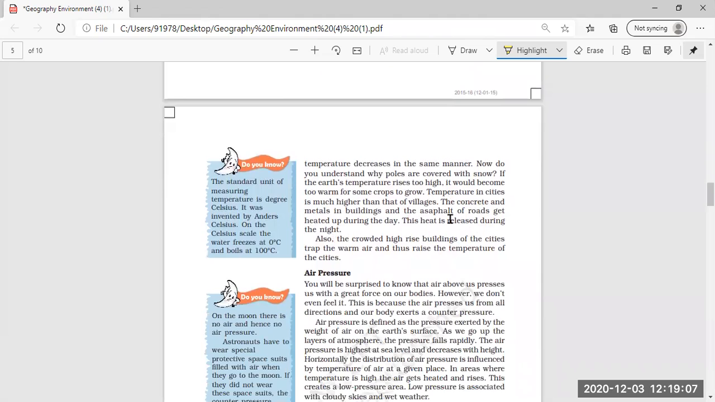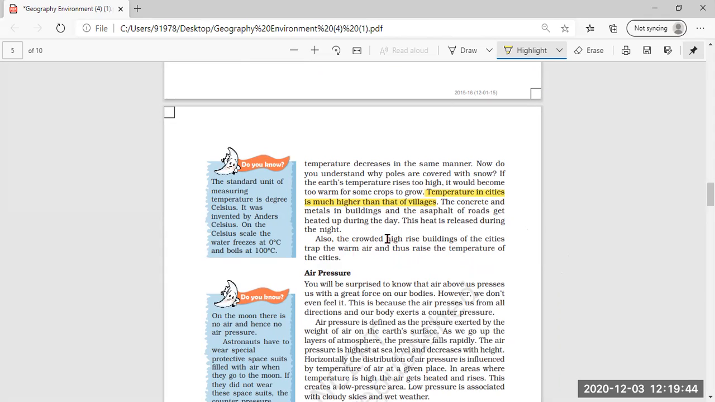Near the equator it might be very hot. If the earth's temperature rises too high, it would become too warm for some crops to grow. Temperature in cities is much higher than in the villages. Underline this. The concrete and metals in buildings and the asphalt of roads get heated up during the daytime.